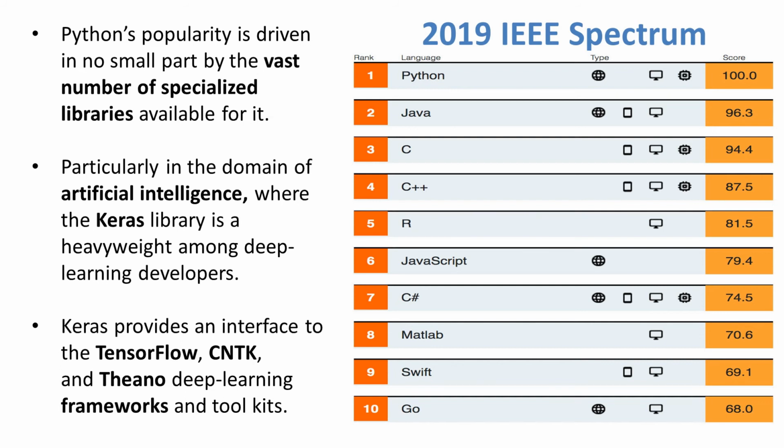The IEEE Spectrum provides some insights into why Python comes in first place. The first reason is the number of libraries supporting the Python environment. These libraries are very important, especially in artificial intelligence. The second thing is that Python is used by the Keras library, which is an interface between other machine learning and deep learning frameworks such as TensorFlow, NLTK, Theano, etc. So if you learn Python, you can develop artificial intelligence applications using the Keras library. Keras will simplify the overall process by being an interface to the low-level TensorFlow, NLTK, and Theano frameworks.